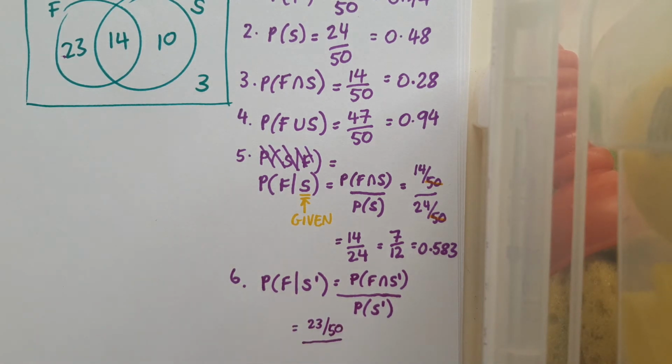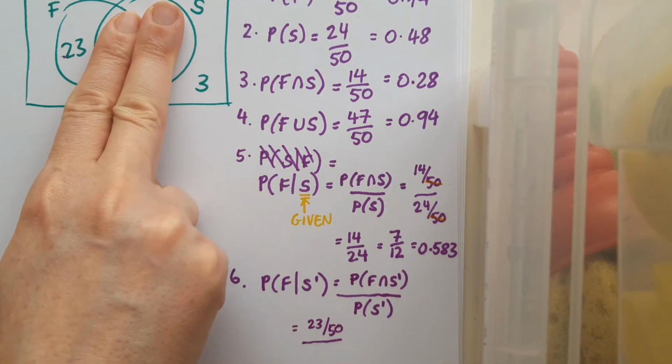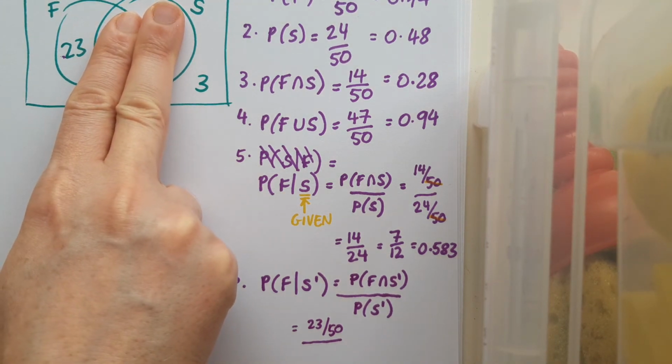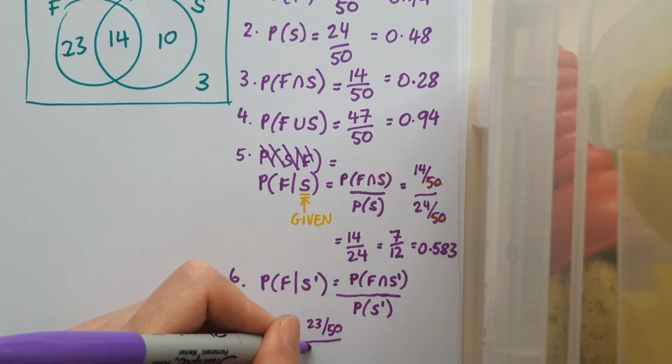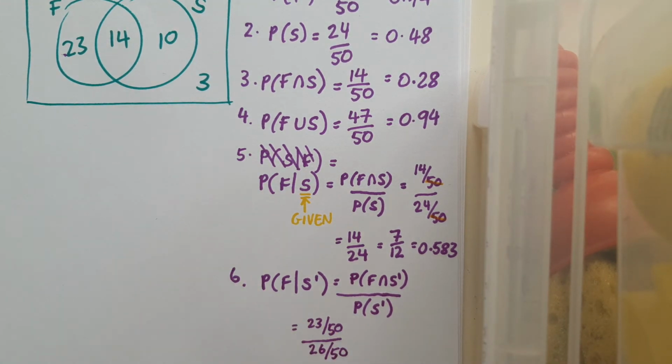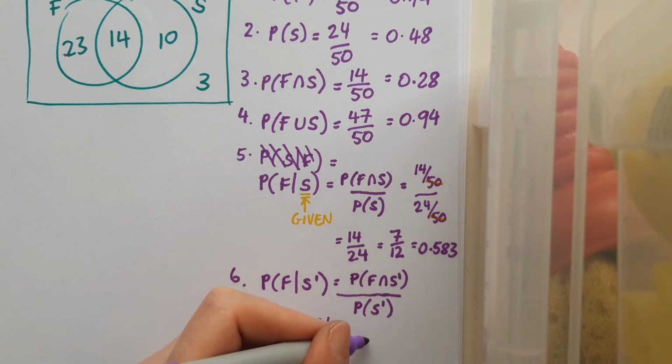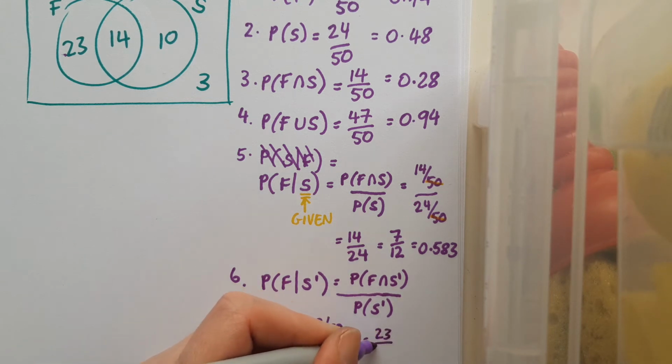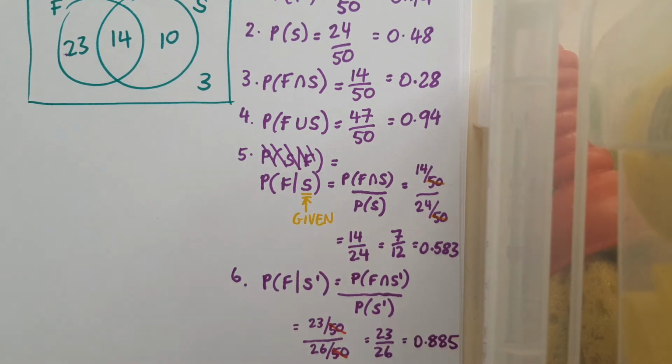And the probability of S complement is just everything outside of S. So that's 26 over 50. So like the last time there, because both denominators are the same, I can cancel them out, and my answer is 23 over 26, or 0.885. And just watch out there with your rounding off and questions like that.